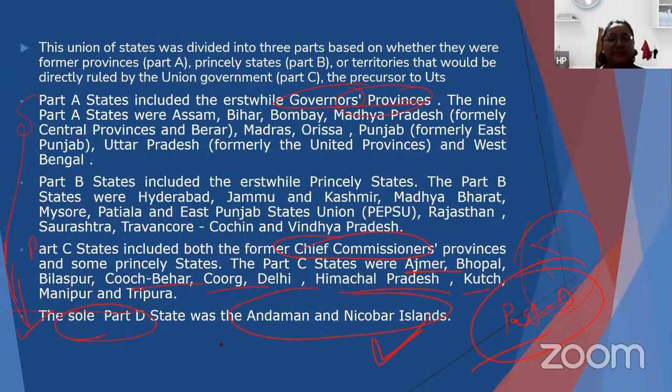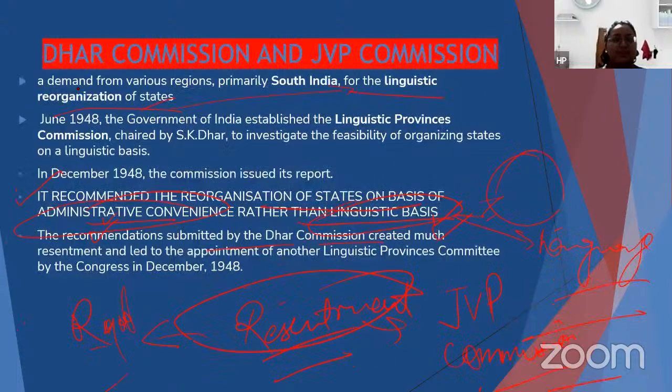And then what happened? We divided them. हमने एक 4-fold classification किया. We part A, B, C, D में हमने put किया सबको. Part D में हमने सिर्फ अंडमान निकोबार को रखा. You have to just keep this in mind. Part C में हमने Chief Commissioner के provinces को रखा था. Part B में princely states and Part A में erstwhile governor provinces को.